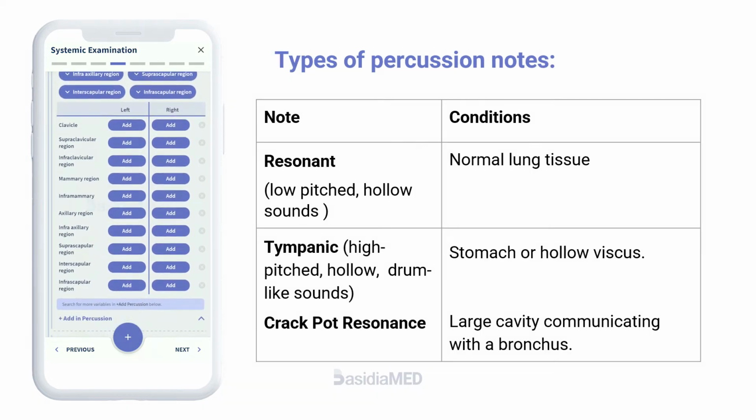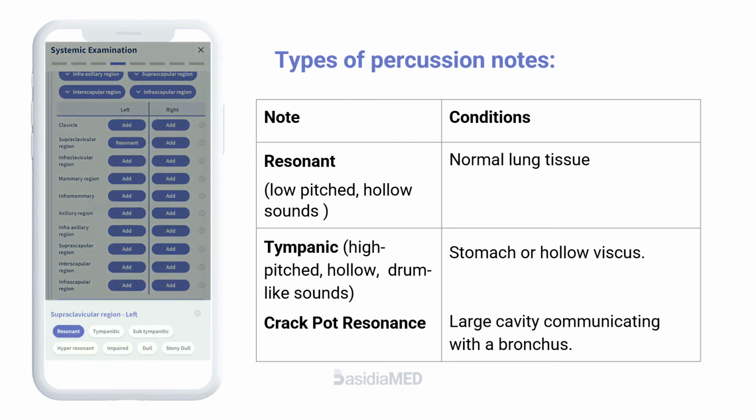Types of percussion notes. Resonant sounds are low-pitched, hollow sounds, heard over normal lung tissue. Tympanic sounds are hollow, high drum-like sounds and normally heard over the stomach or hollow viscera. Cracked-pot resonance, a type of tympanitic note, can be produced by clasping the moist hands loosely together and striking it against the knee. It may be elicited over a large cavity communicating with a bronchus.